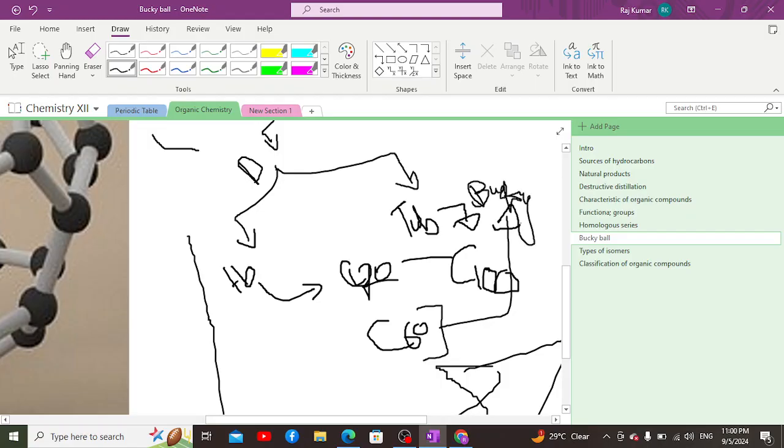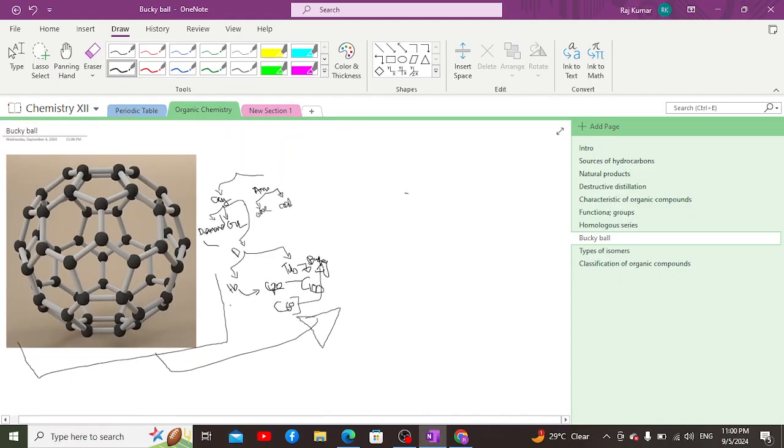That buckyball has a hollow spherical cage, as you may see in the diagram as well. This is a hollow spherical cage shape form. And when it comes to its discovery, it was discovered by three scientists named Richard Smalley, Robert Curl, and Harold Kroto, who discovered this new allotropic form of carbon, buckyball, on the basis of which they also got a Nobel Prize.